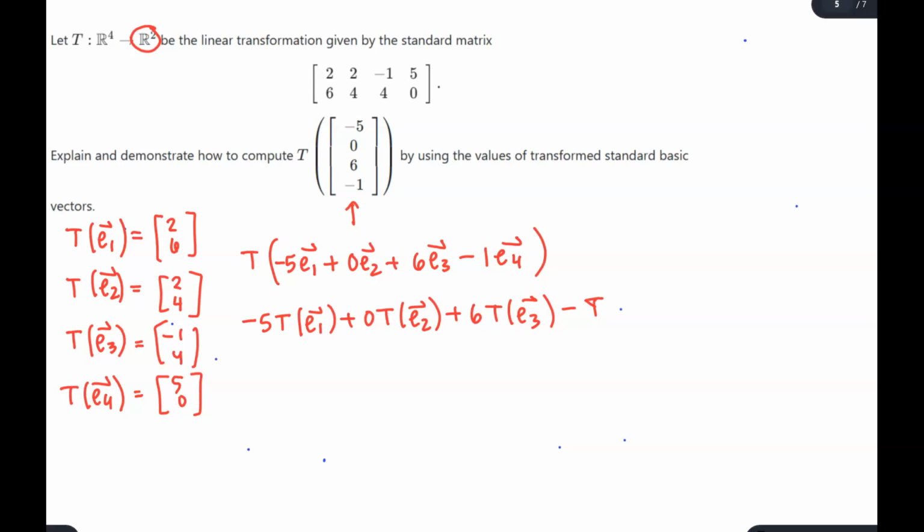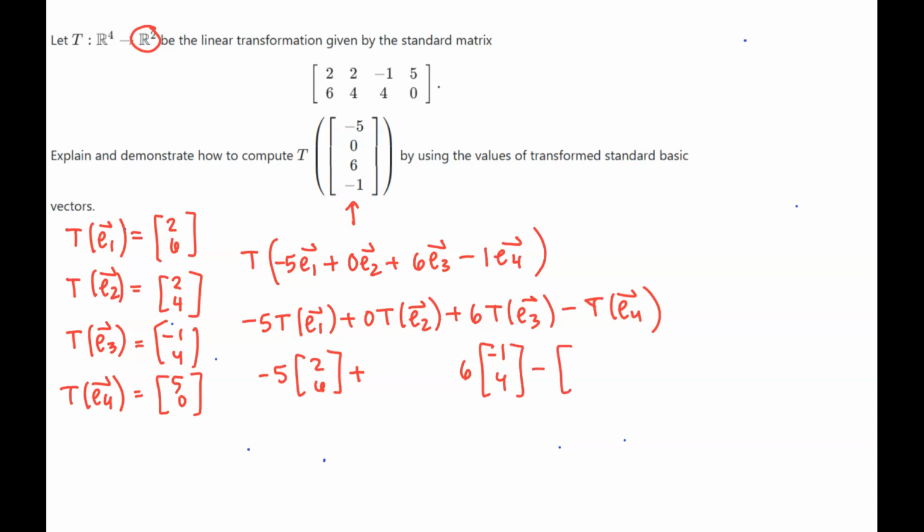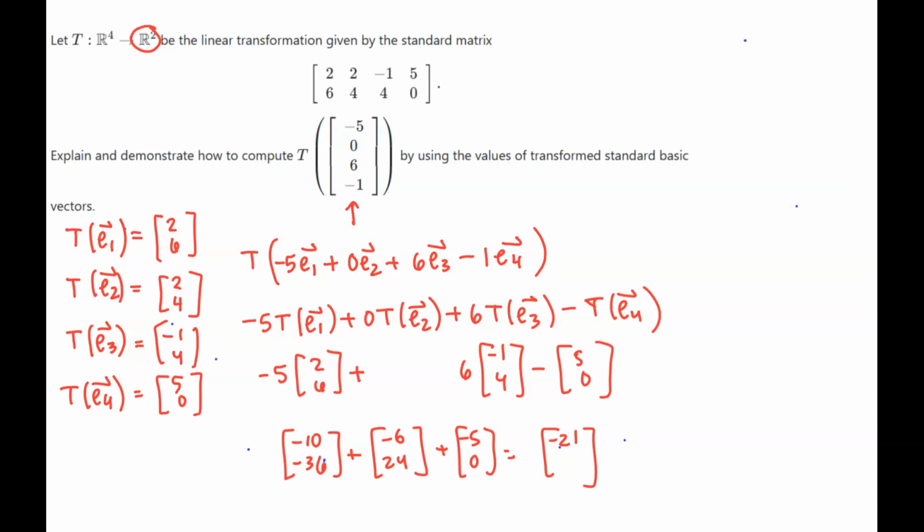Oops, I forgot a T of E4. Cute. All right, and we have all of those. So this would be -5 of 2, 6, plus, oh, I don't really even need to write that. So we'll skip to the next one, 6 of -1, 4. And minus 5, 0. So go ahead and just do a bunch of scalar multiplication. And then we'll do our vector addition. Looks like, and I might do something wrong with arithmetic here, I don't care, looks like we end up at -21, 60.